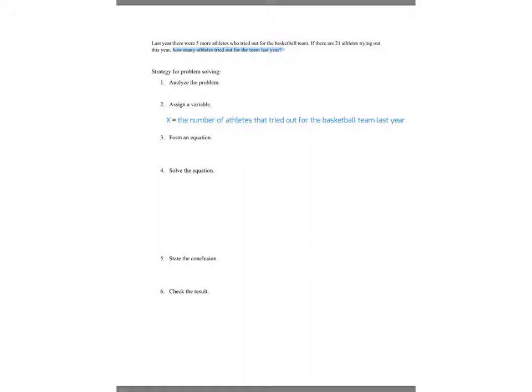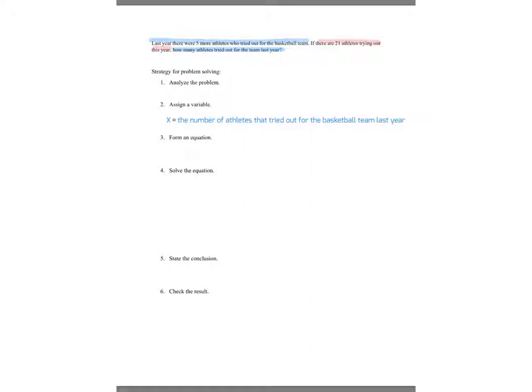Now the next step, let's go ahead and reread the sentences and see what other information we can extract from that. So our focus here is last year. Wherever I see anything that centers around last year, I'm going to go ahead and highlight that as well. I'm going to do it with the same color just to associate them. So it says last year there were 5 more athletes who tried out for the basketball team. Since it is referencing last year, again, same color. Colors are always nice. Now the other time reference is going to be this year. So it says there are 21 athletes trying out this year. So again, 2 time frames, this year and last year. It's important to be able to distinguish between the two.